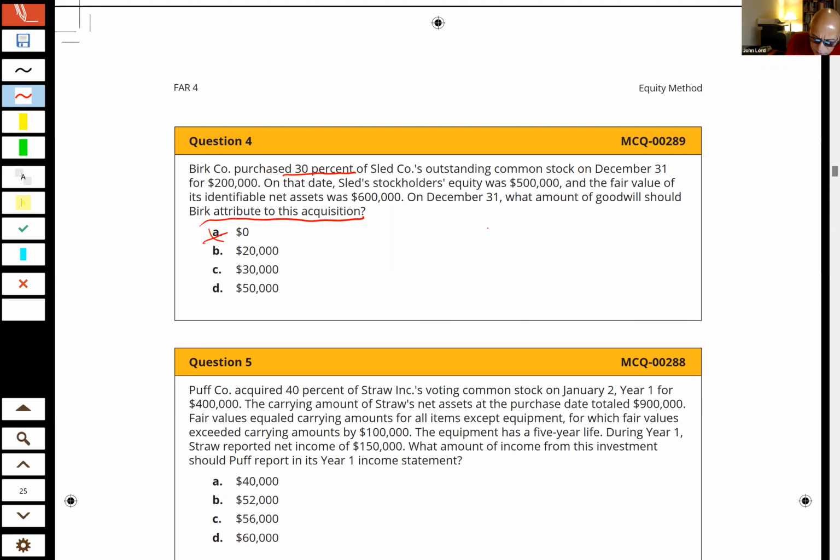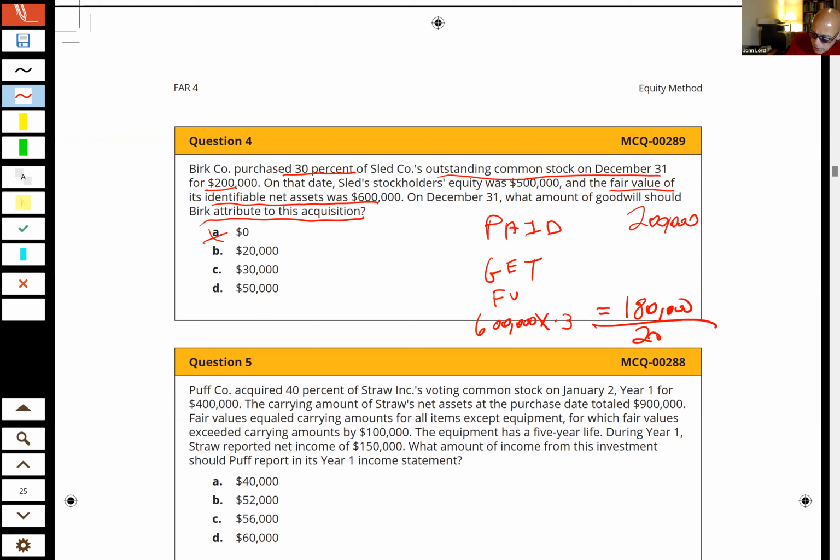And you're just going to say, well, what did I pay versus what did I get? And what did I get? Fair value, right? So they paid what? They paid 200,000. And what did they get? They got fair value of 600,000. And they bought 30%, so they got 30% of that fair value, which was what, 180,000.